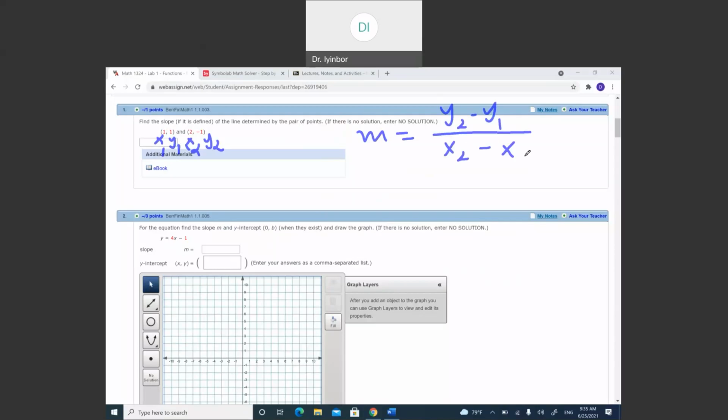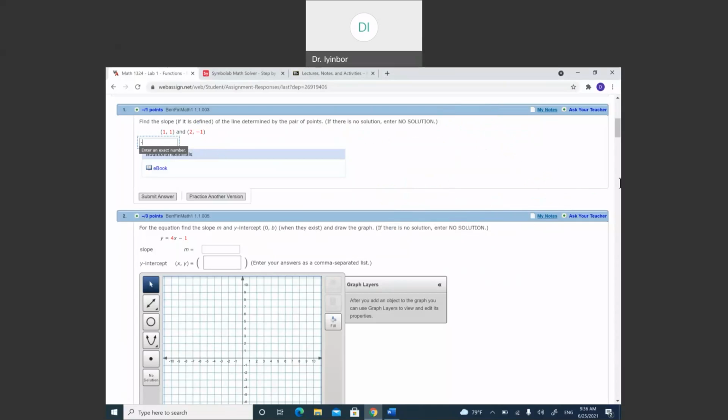Then you're going to plug in the numbers. y2 is negative 1 minus y1 is 1, over x2 is 2 minus x1 is 1. And then you're going to simplify. You can do it, it's easy math. Negative 1 minus 1 is negative 2, over 2 minus 1 is 1. So my slope is negative 2. And that's what you're going to put here, negative 2.